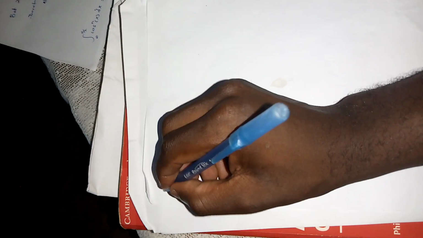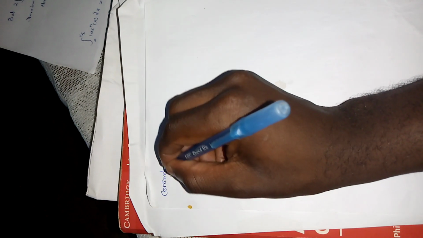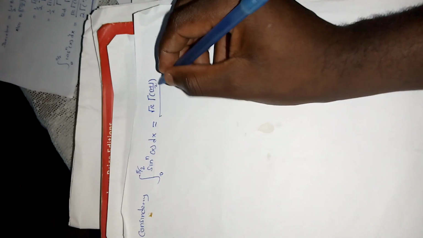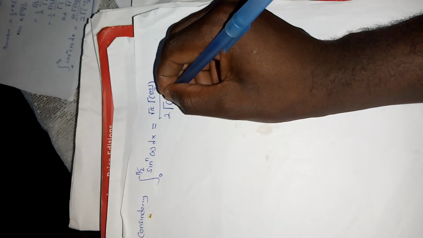Now, considering the sine part, which is from 0 to pi by 2 still, sine of n of x dx, that should also equal root pi gamma of (n plus 1) over 2 over 2 gamma of (n plus 2) over 2. Then we make it again the way we started. We can have our solution.